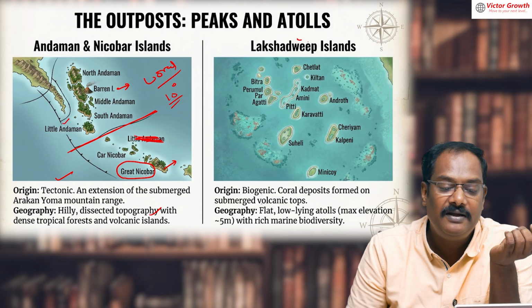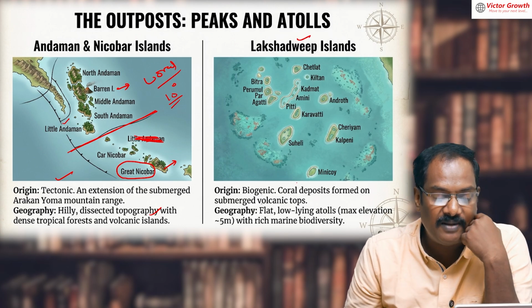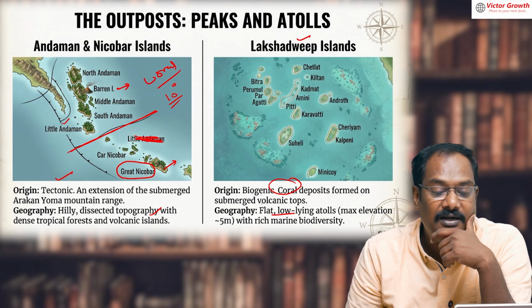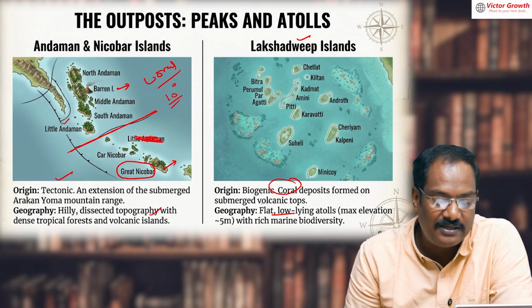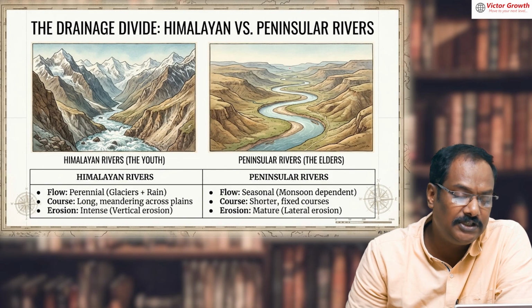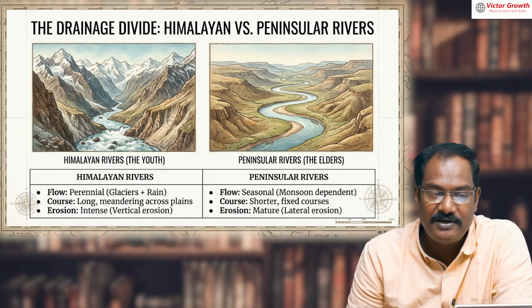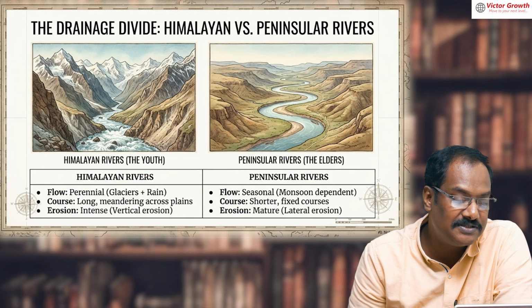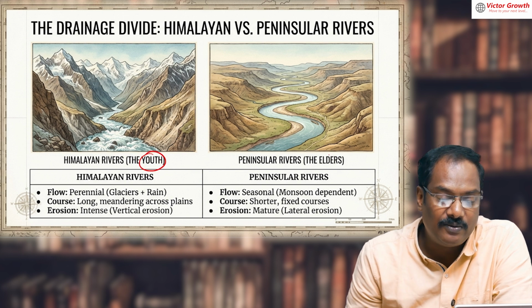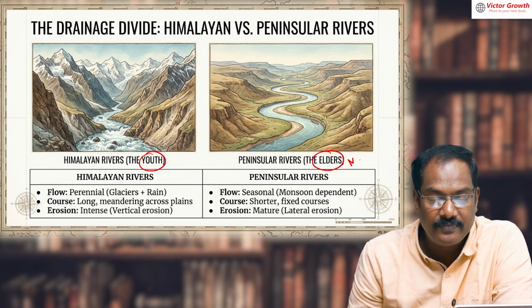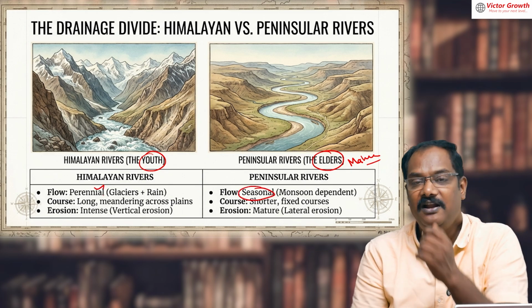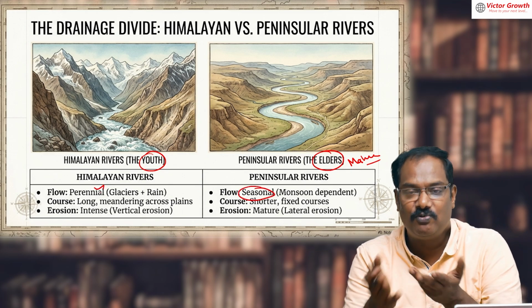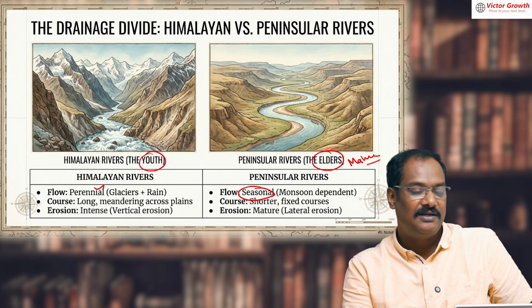Coming to Lakshadweep, it is completely coral reef. Coral deposits are there, and low-lying atolls are there. And now tourism is developing like the Maldives. We are going to develop Lakshadweep also. Now comparing the Himalayan and Peninsular river systems, the Himalayan rivers are youthful. The peninsular rivers are older, mature rivers, mostly seasonal. The Himalayan ones are perennial. Perennial means that after the monsoon is over, the melting of glaciers will provide water.